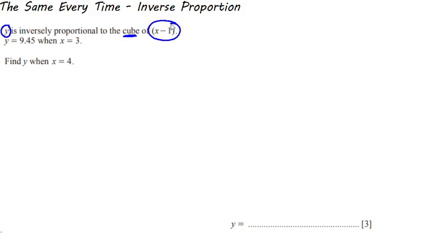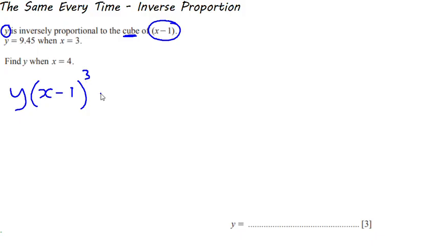Now, inverse proportion, so I take my 2 quantities and multiply them together. So x minus 1 to the power 3. The other mistake people make there, apart from doing the cube root instead of the cube, is forgetting to put the cube in there altogether. So please do read these questions very carefully. So y is inversely proportional to the cube of x minus 1.